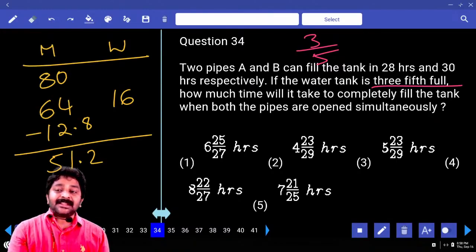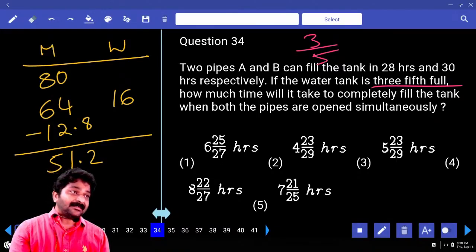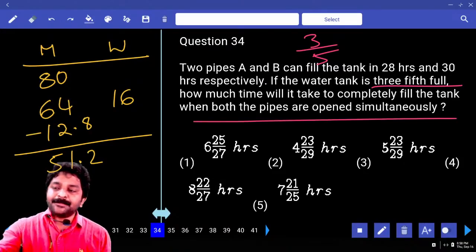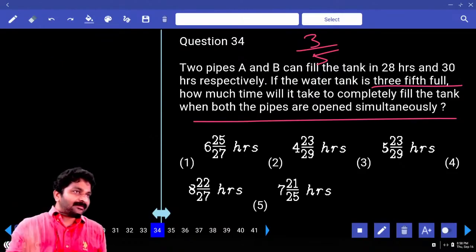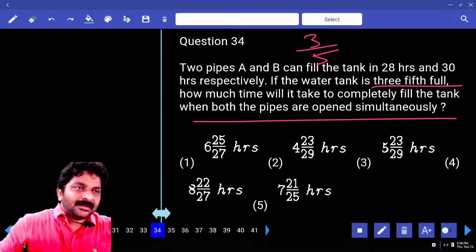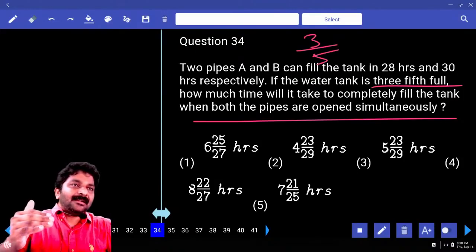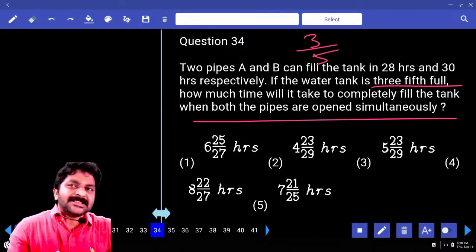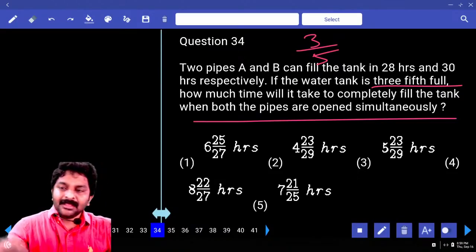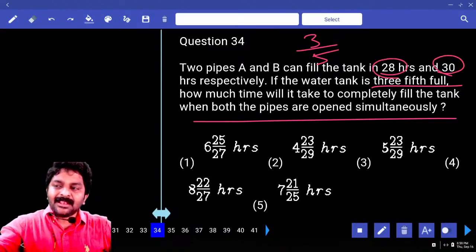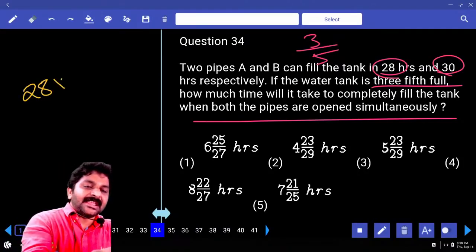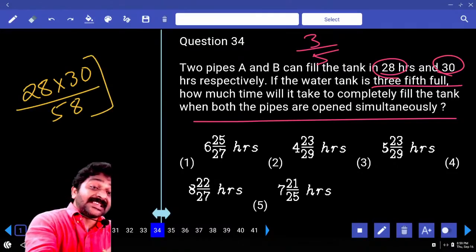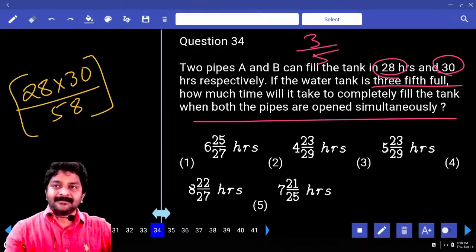So how much time will it take to completely fill the tank? We have to consider the remaining tank capacity, which is 2/5, when both the pipes are open simultaneously. For example, the tank is empty now, and if two pipes are open, how much time does it take to fill the tank? Can we take AB by A plus B? A value 28, B value 30. So it is 28 into 30 divided by A plus B, that is 58. This is to fill the empty tank.